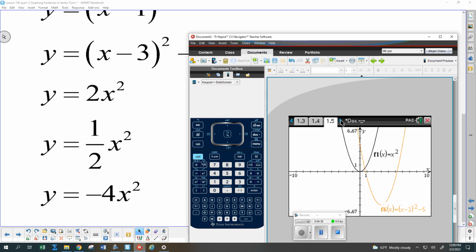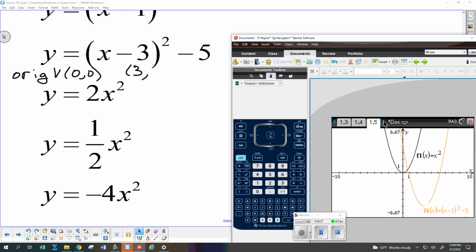So what I had was my original one had a vertex of 0, 0. And this new one, I moved it over. It went 3 to the right, so now the x coordinate of the vertex is 3. And the y coordinate is now a -5. It moved down to the -5. Does that much make sense?